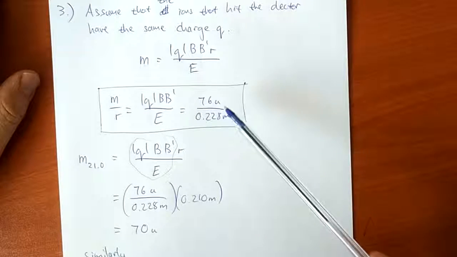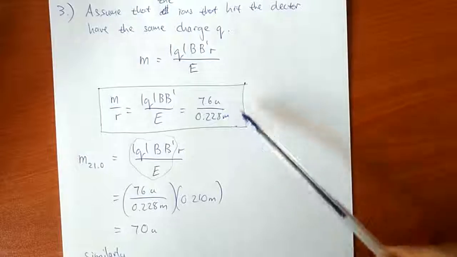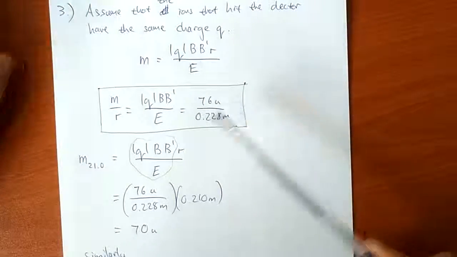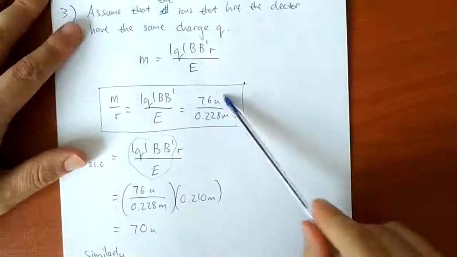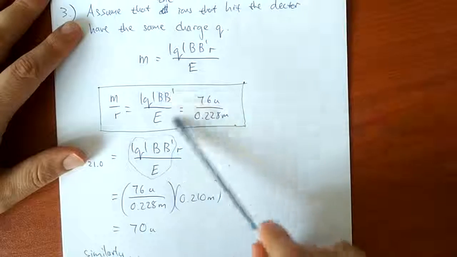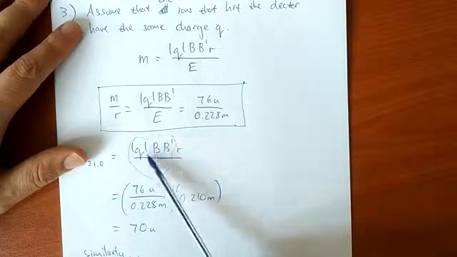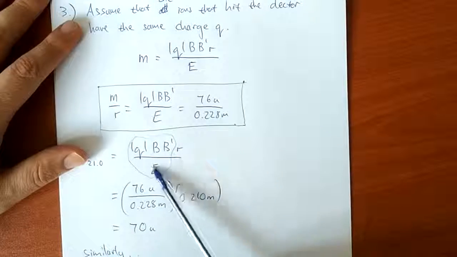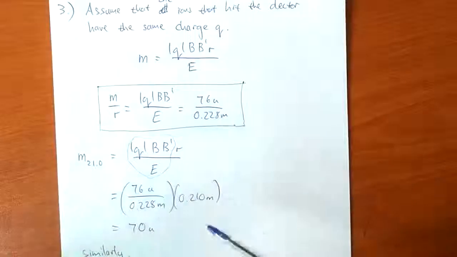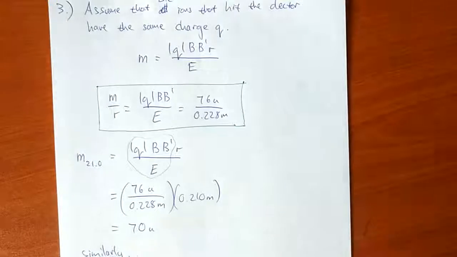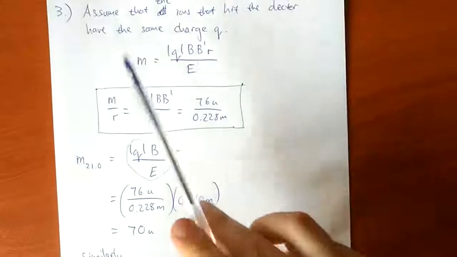When I actually write down what I know, I see what's happening. I notice, wait a minute, this ratio is precisely equal to this entire thing. I don't know what Q is, I don't know what B and B prime are, but all of them together, I know what that is. Good.